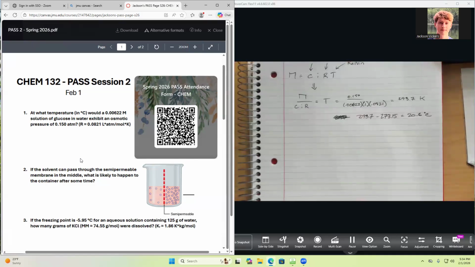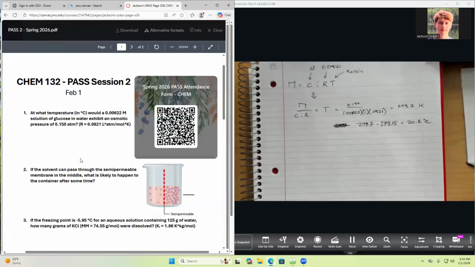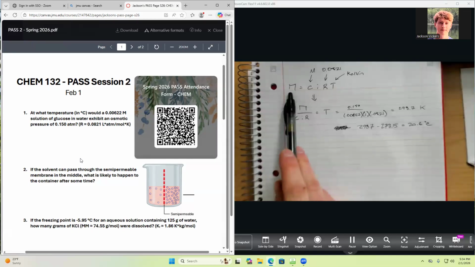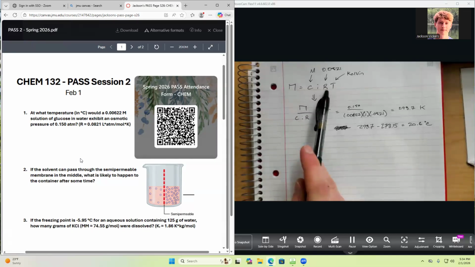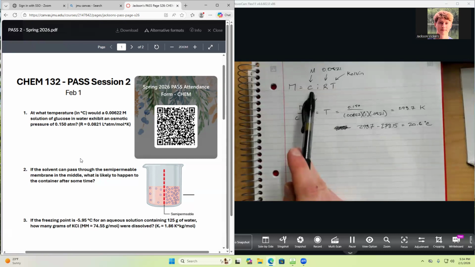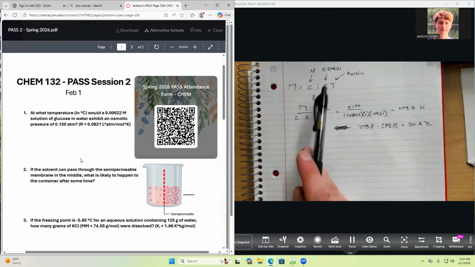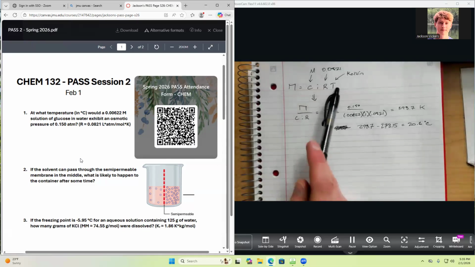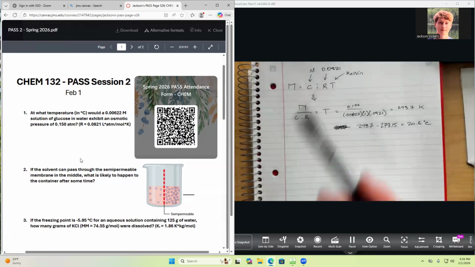All right, I'll show you my work for it up here. So again, this is using the osmotic pressure formula where we have osmotic pressure, which looks like a pi symbol, equals CiRT. C is the concentration. I is what is I called? Van't Hoff factor. Yep. R is your gas constant that's always provided to you. And then T is your temperature, but in Kelvin.